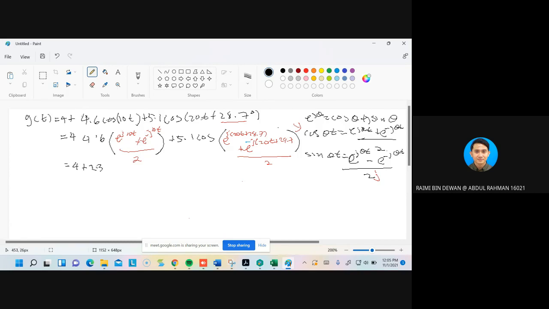Open your bracket. Now you have another one, 2.3, then with e to the negative j 10t. The next one here, you have 5.1 divided by 2, which gives 2.55.